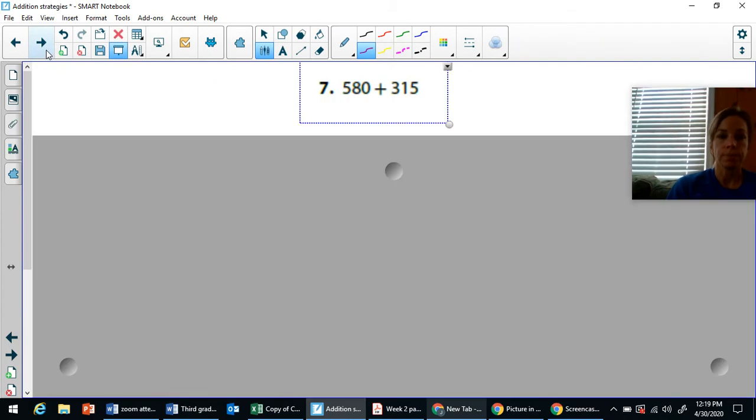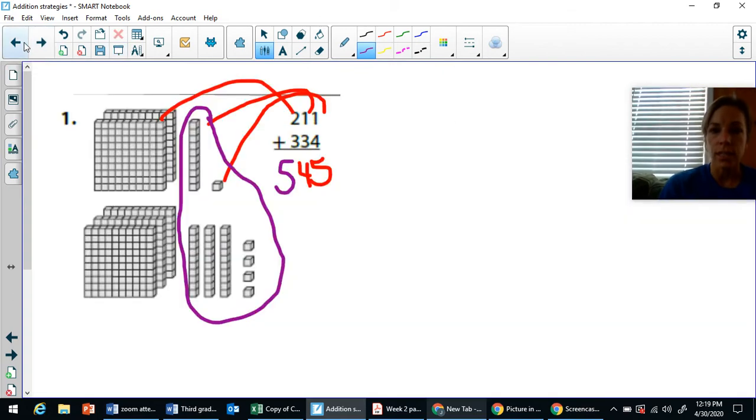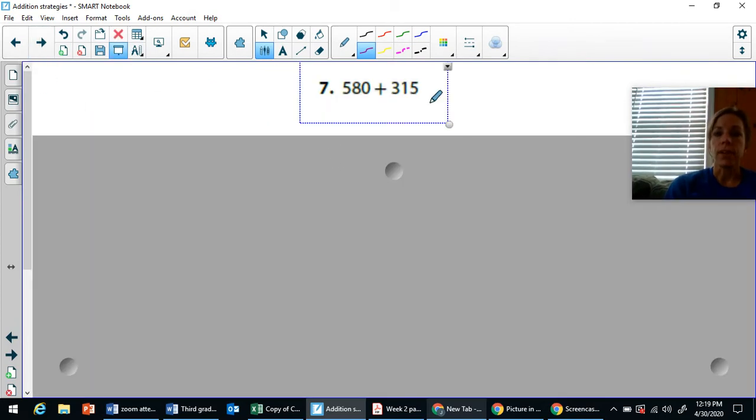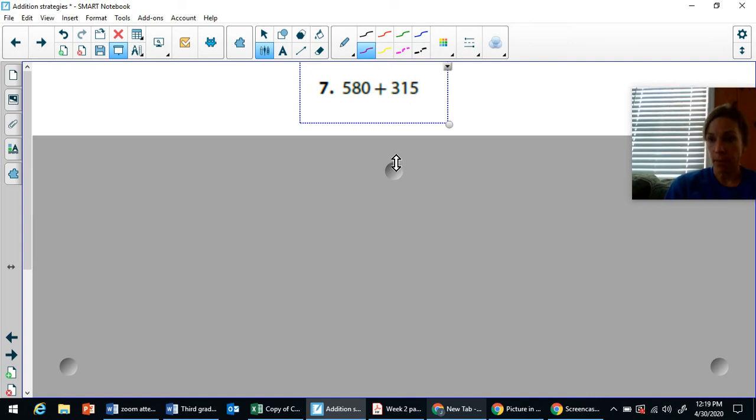Okay, let's do another one. Now for this one here, I have 580 plus 315. This is number 7 in your packet if you do want to follow along. And my apologies, this question that we did over here was number 1. So if you needed to follow along with me to do that, you could have done that. So number 7. So once again, I'm using that break apart to solve this.